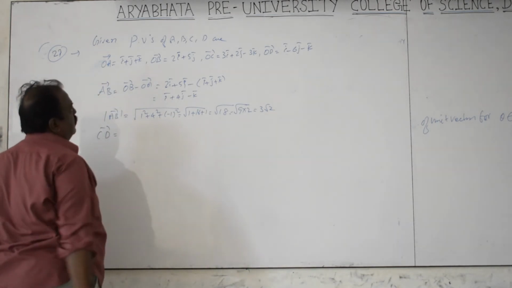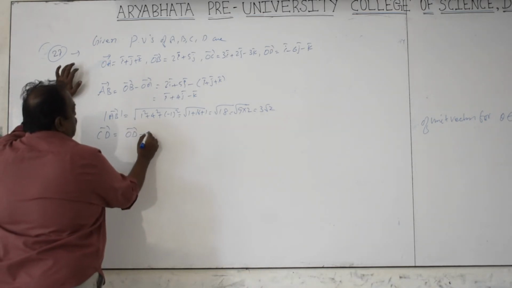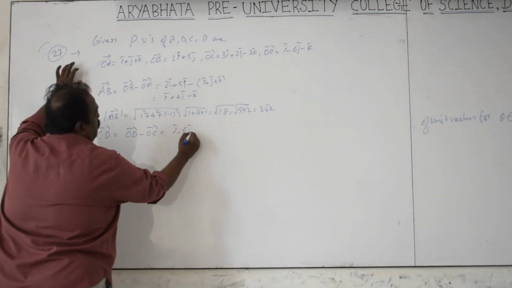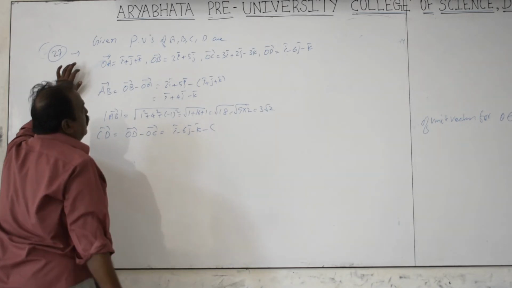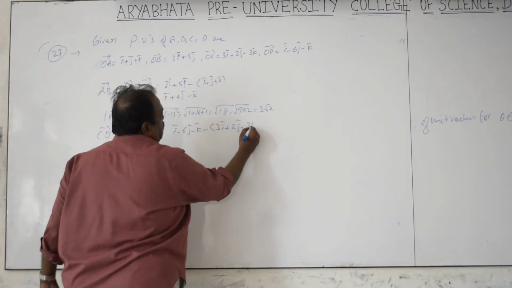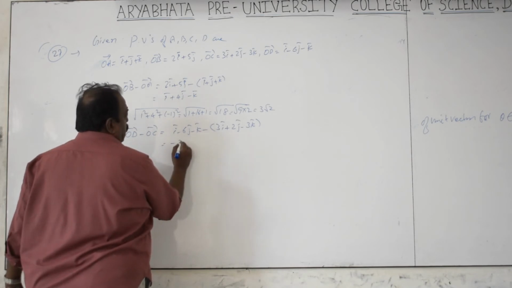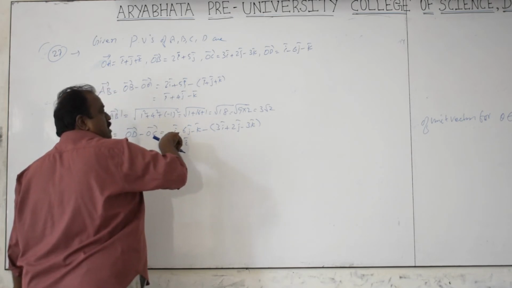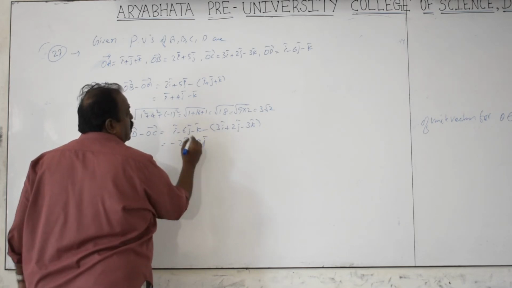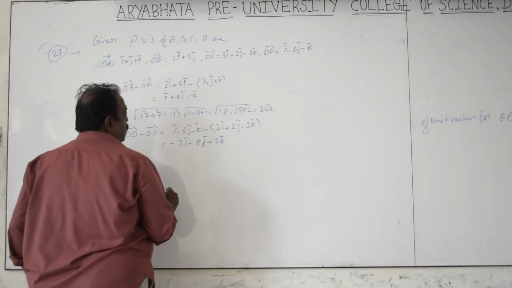Similarly, CD bar means OD bar minus OC bar. OD bar is i minus 6j minus k, minus OC bar, which is 3i plus 2j minus 3k. That gives i minus 3i, which is minus 2i, minus 6j minus 2j, which is minus 8j, and minus k plus 3k, which is 2k.